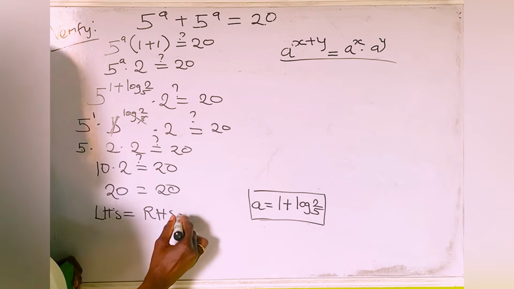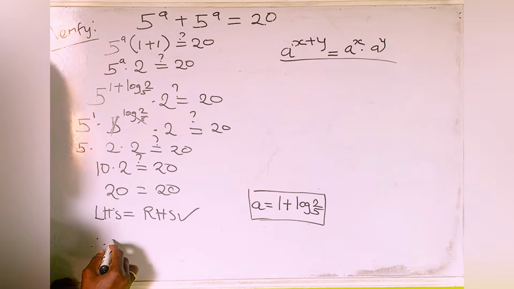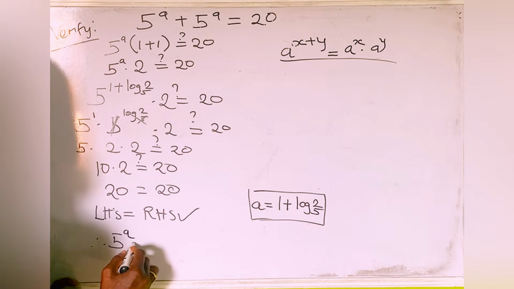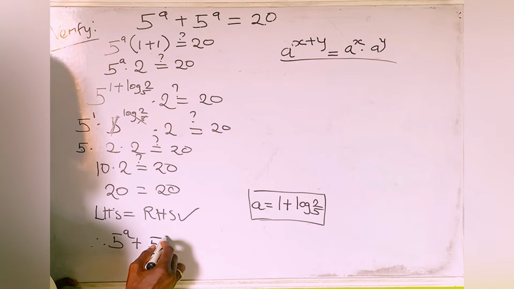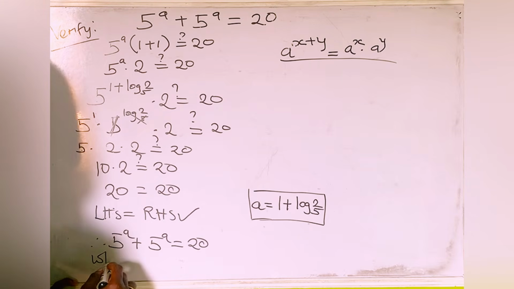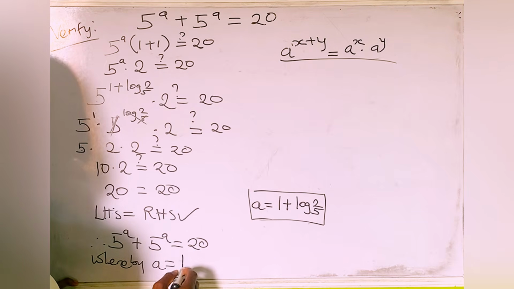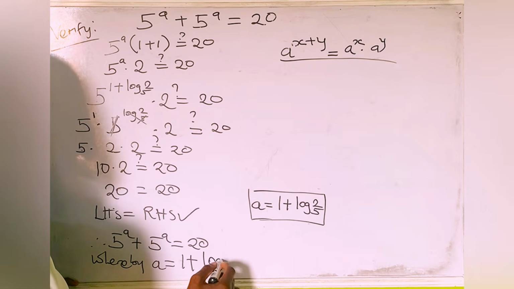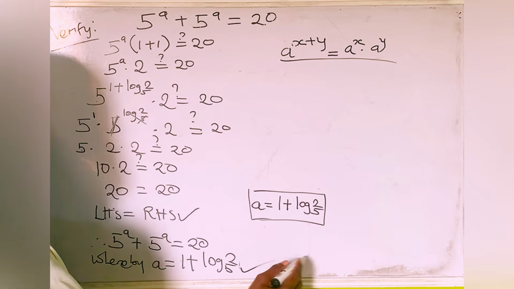Okay, that means that 5 raised to the power a plus 5 raised to the power a is equal to 20, whereby a is equal to what? 1 plus log 2 base 5.